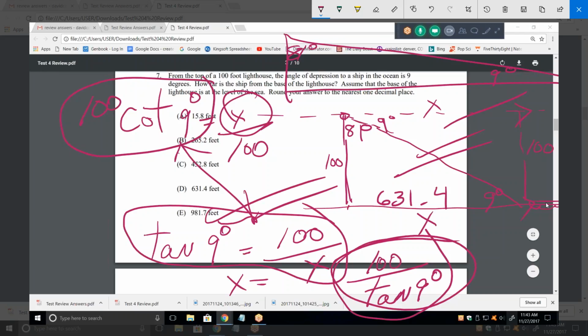And despite this easier method, using the cotangent, I would say stick with your tangent, sine and cosine. And just make sure you know how to handle that algebraically when the variable's in the denominator. Okay? Okay. All right.